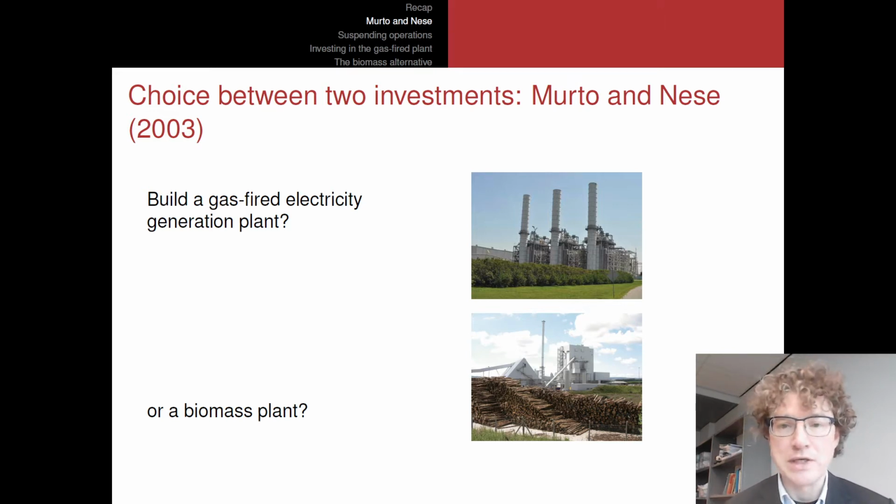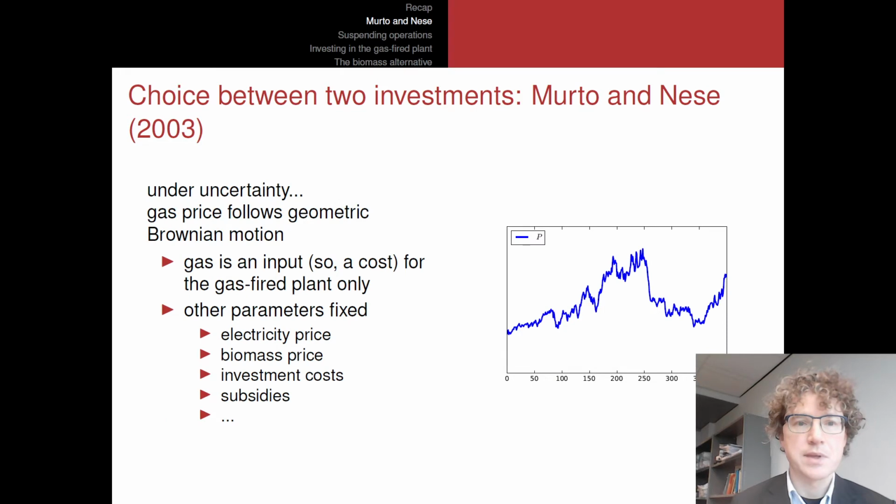So the question is, which one will be the desired one? And you can imagine that that's going to depend on the values, and the present values in particular, the worth of choosing either of these two alternatives. So the interesting thing here is that we are going to introduce some form of uncertainty. The uncertainty that we're going to look at in this paper is that the gas price is going to be uncertain. In particular, the gas price follows geometric Brownian motion.